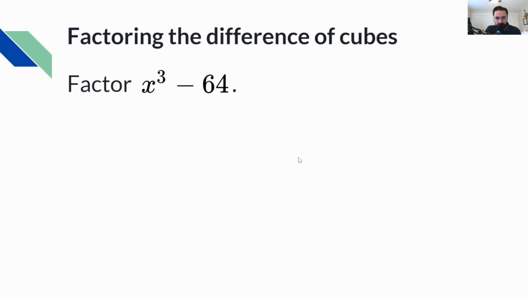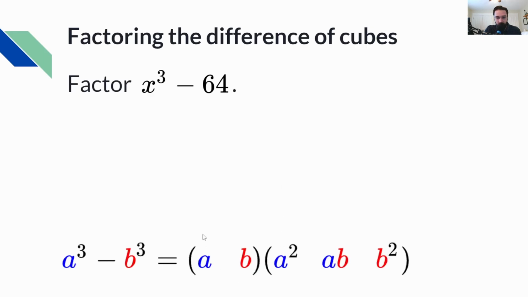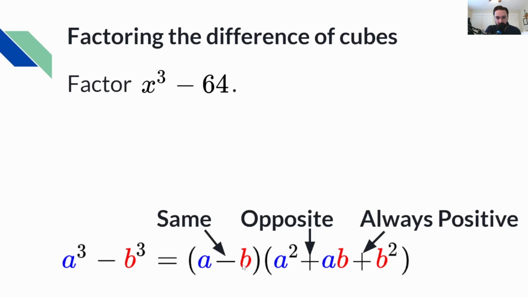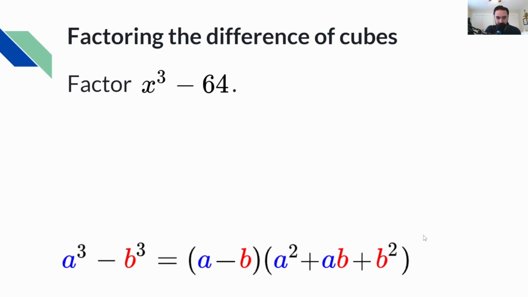Here we have the difference of cubes, x cubed minus 64. Once again, we can use SOAP to fill in these empty slots. This is all we remember, so we can use SOAP to help us out. This is a minus sign here, so we'll do same, we'll do minus here, and then plus here, opposite, and then always positive. So this is our formula.